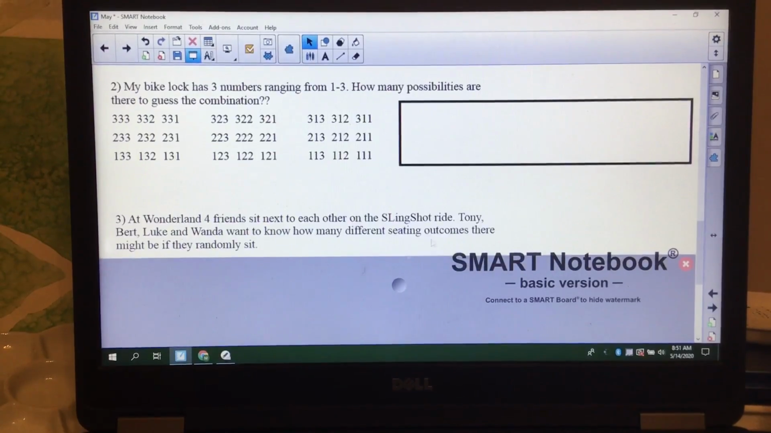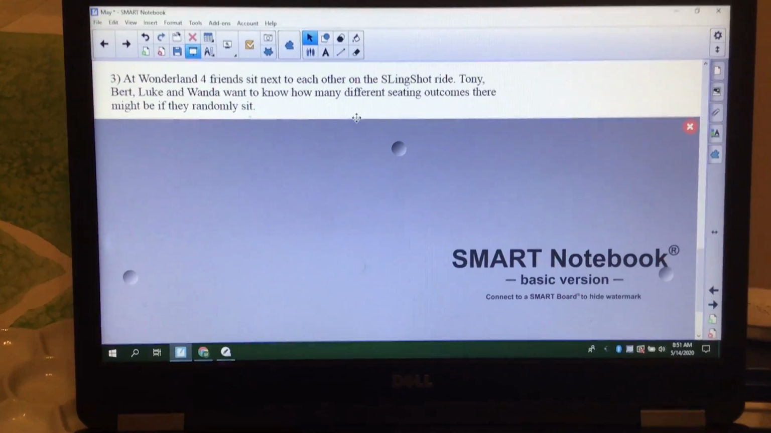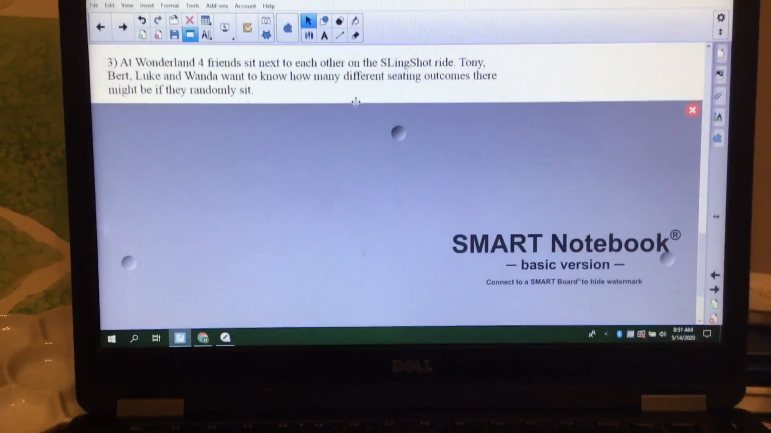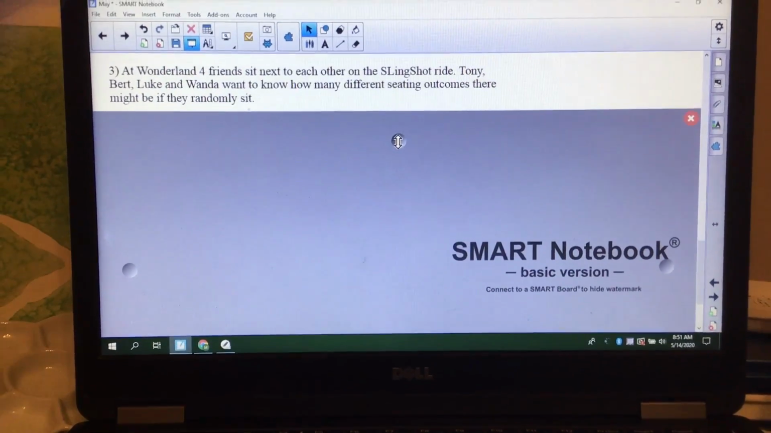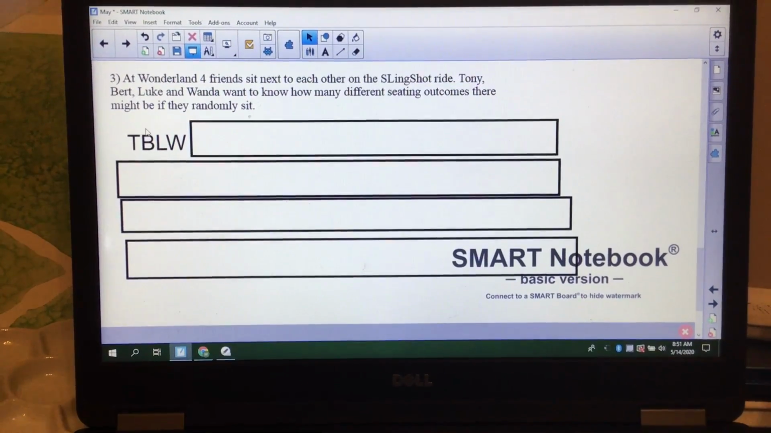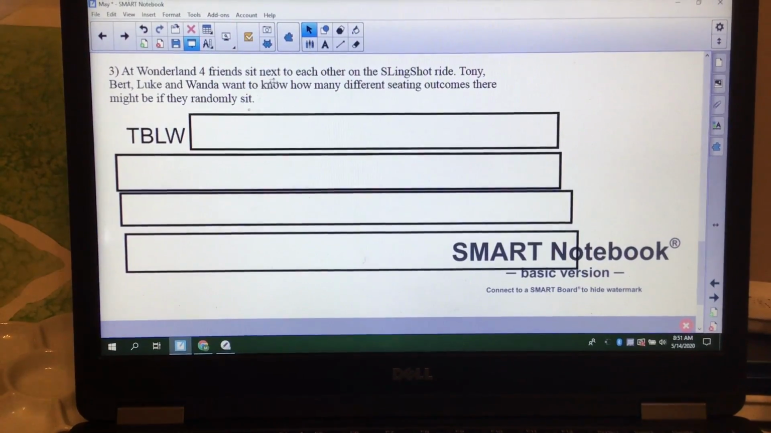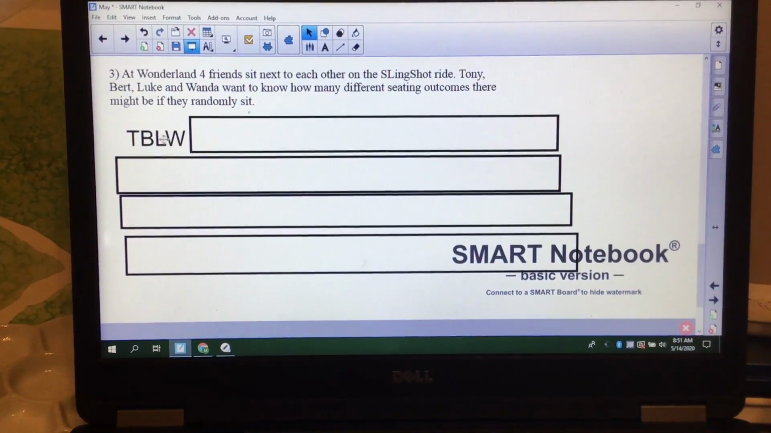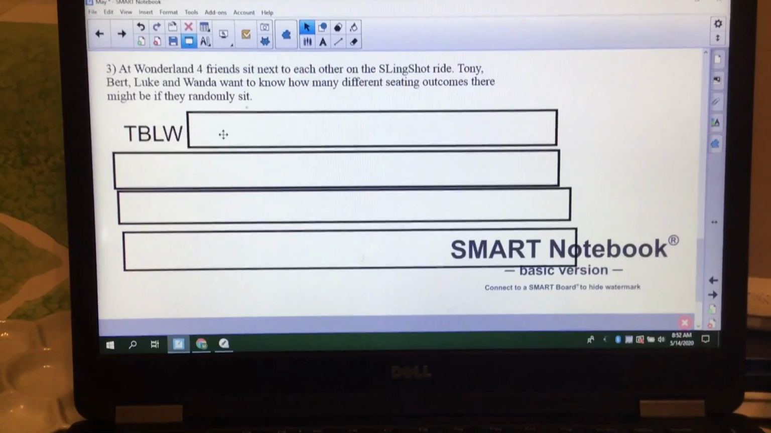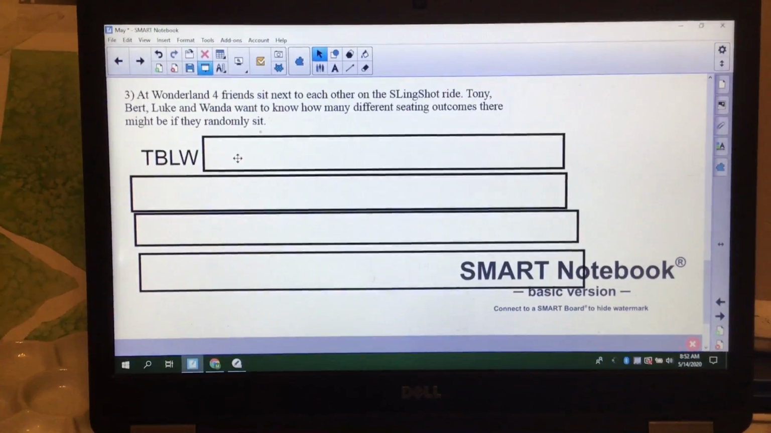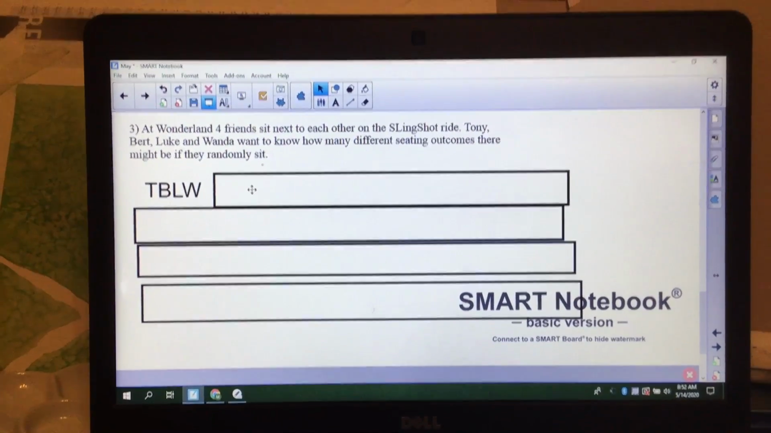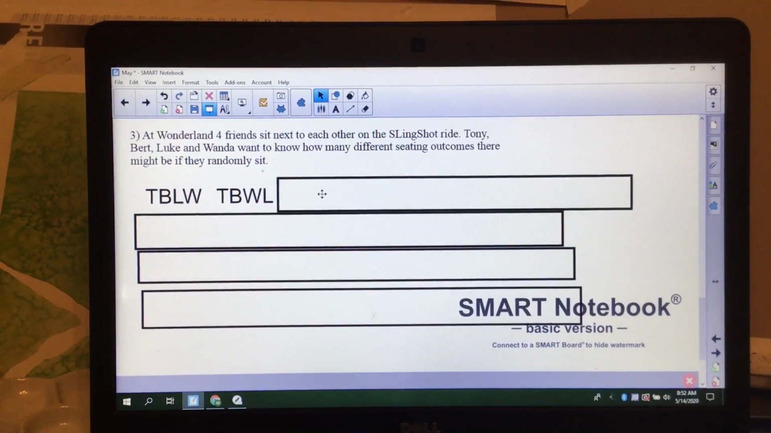Okay. At Wonderland, 4 friends sit next to each other on the slingshot ride. Tony, Bert, Luke, and Wanda want to know how many seating outcomes there might be if they sit randomly. So, I start off with the first one. I basically take the 4 names, I change it to initials, and then I keep them in that order. So Tony, Bert, Luke, Wanda. So, how I'm going to start this, I'm going to keep the first 2 the same and then just flip. So I'm going to go Tony, Bert, Wanda, and Luke.